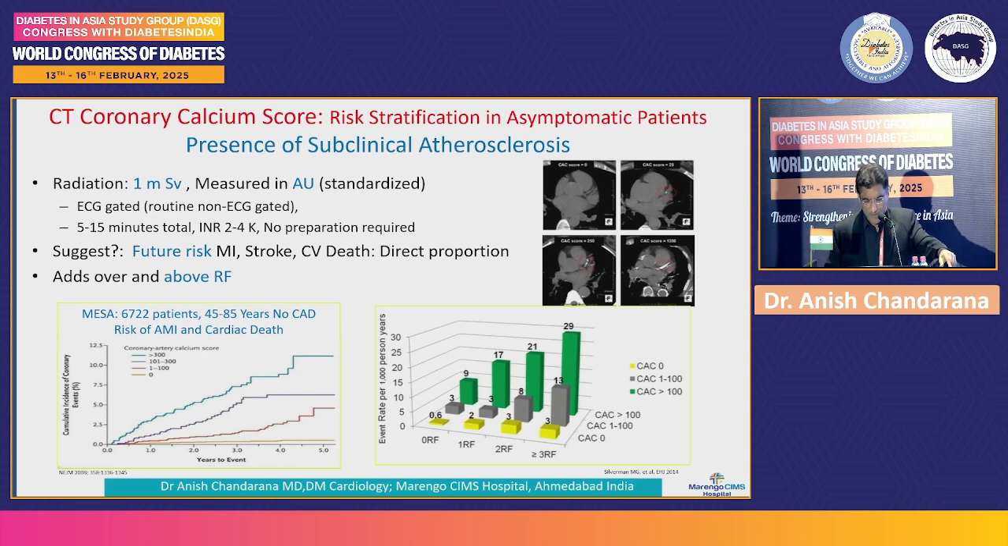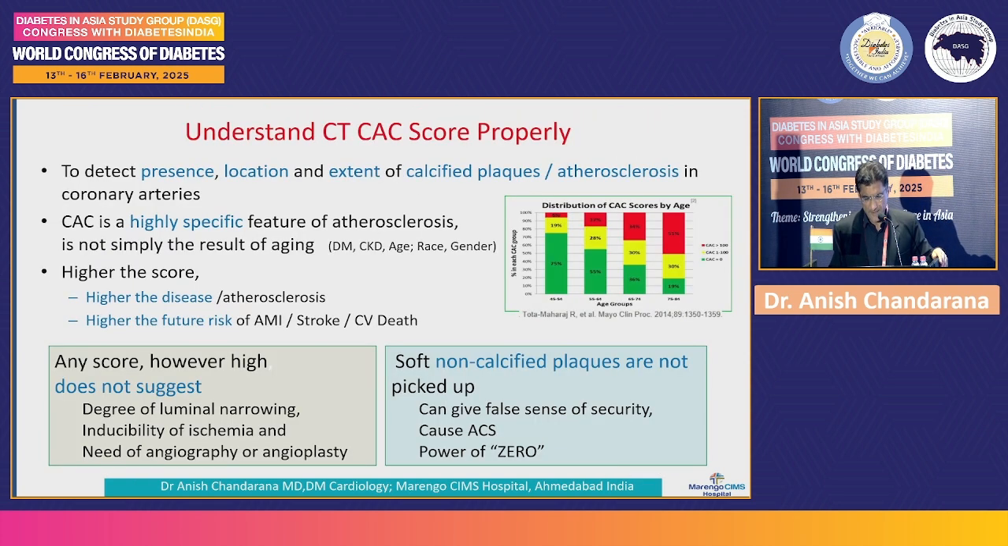Similarly, there can be people who have multiple risk factors, say, for example, hypertension, smoking, obesity. But if their calcium score is 0, their future risk of atherosclerotic disease is less. So what does it mean? See, risk factors are risk factors. They give you probability of future risk of heart attack and stroke, but they are not evidence of atherosclerosis. While CT coronary calcification is hard evidence that atherosclerosis has been there.